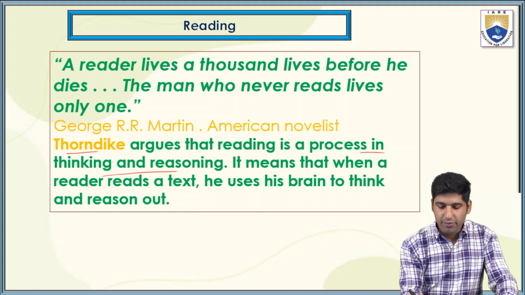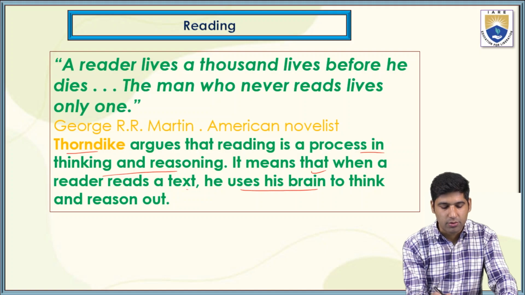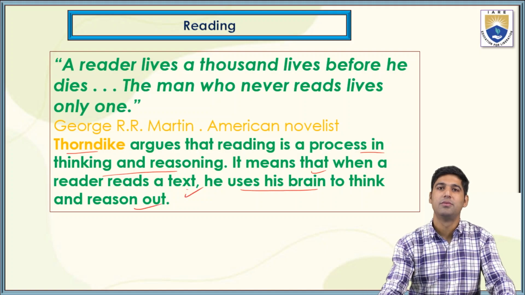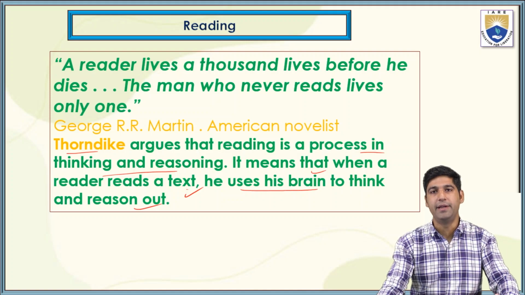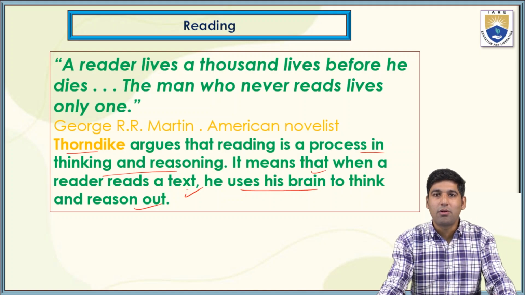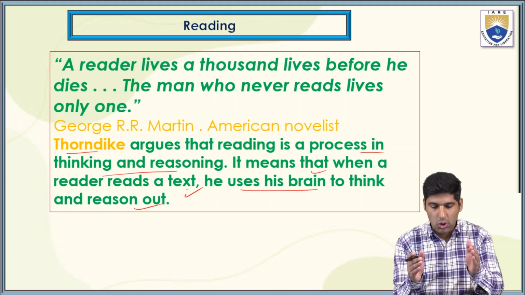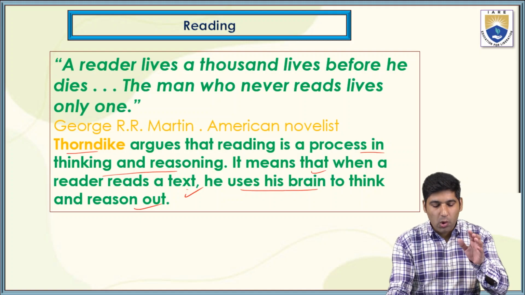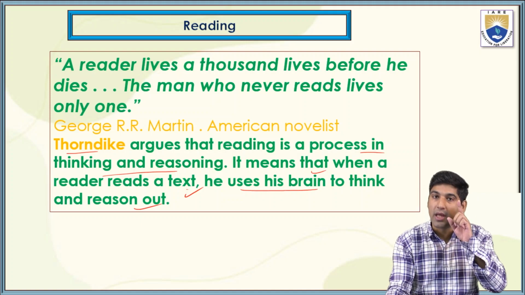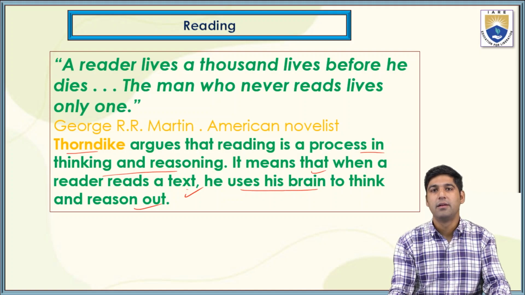It means that when a reader reads a text, he uses his brain to think and reason out. So Thorndike has touched a deeper domain of reading. He says reading is not only to move your eyes over the written material. It's not only that thing. It's a process of thinking and reasoning.